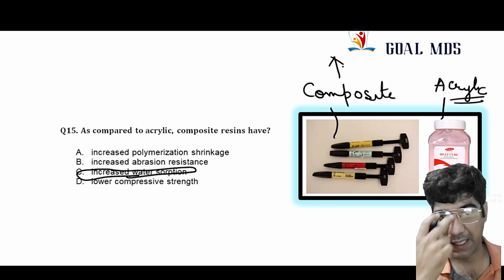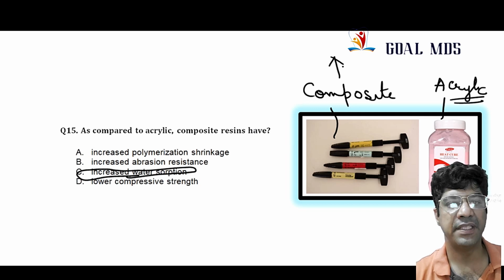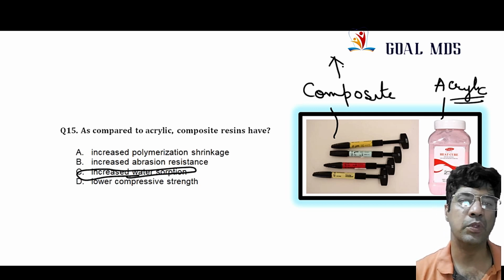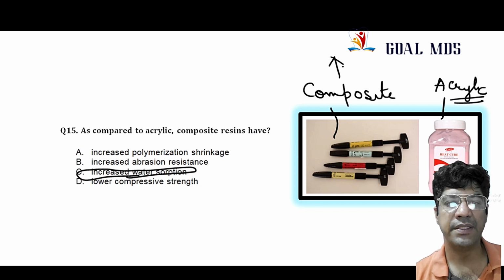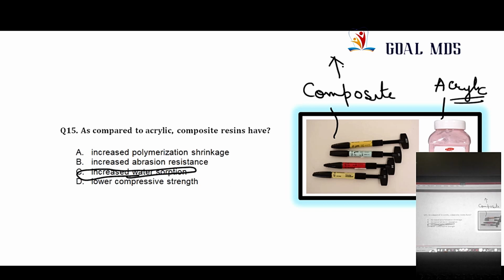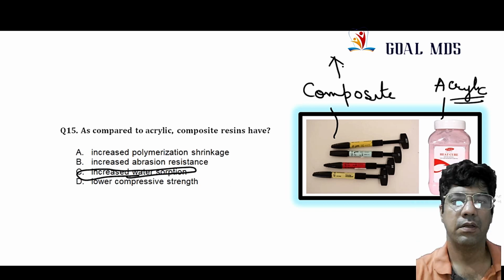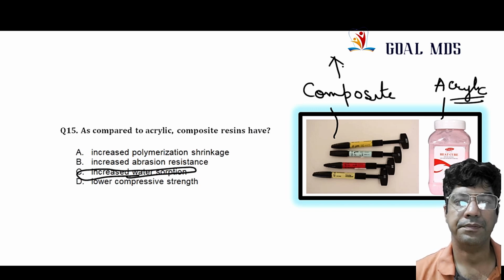So the other statements are incorrect. Increased polymerization shrinkage: composite resin has lower polymerization shrinkage compared to the traditional acrylic resin. Increased abrasion resistance: composite has good abrasion resistance, but it is not a direct comparison with acrylic, as both materials can have varying degrees of abrasion resistance. Lower compressive strength: composite typically has higher compressive strength compared to the acrylic materials.